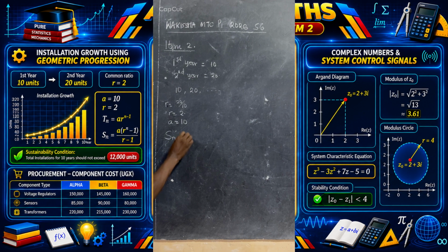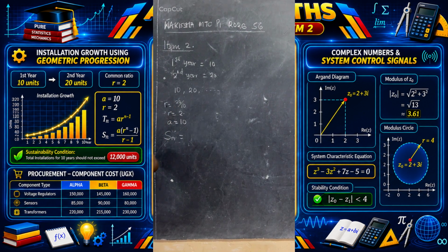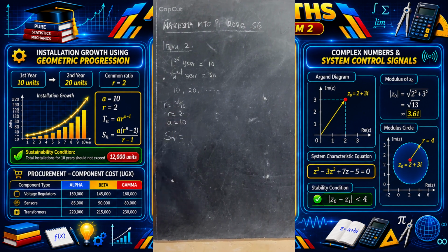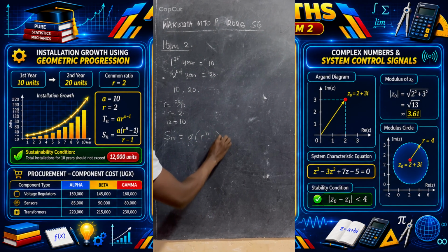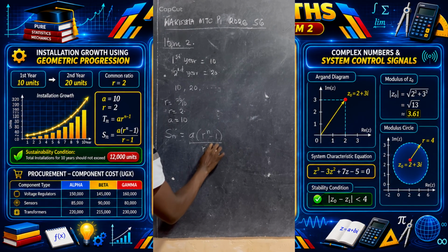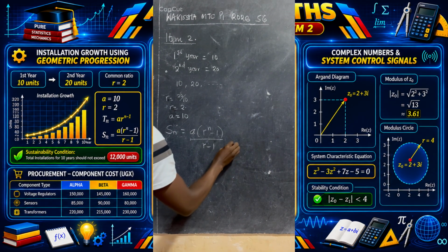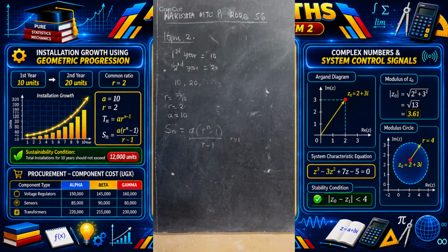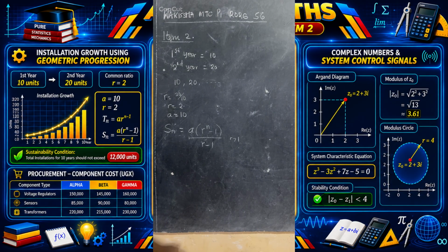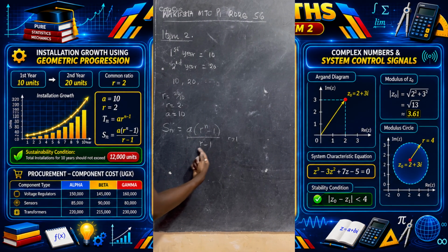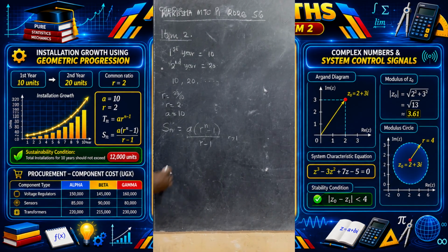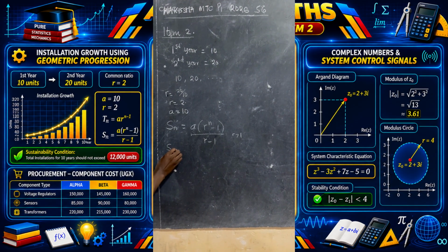So the sum, this is a geometric progression. The sum of a GP where R is greater than 1 is given by A into R to the power n minus 1, over R minus 1. We are saying this is possible if R is greater than 1. There are cases whereby R is less than 1, then we shall use the other one, saying 1 minus R to the power n over 1 minus R. Now, this is just a matter of substituting.